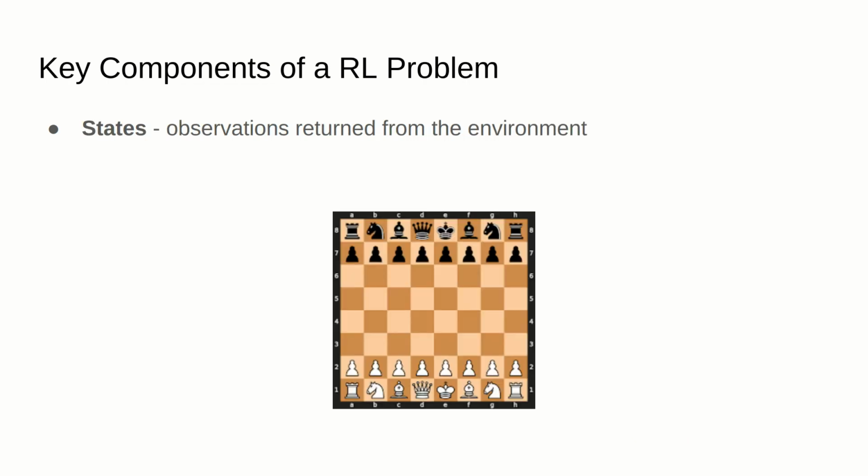The next key component is the state. States are simply another word for the observations returned from the environment. In the chess example, a formal representation of the state of the game might be a list of all the pieces and their positions on the board.